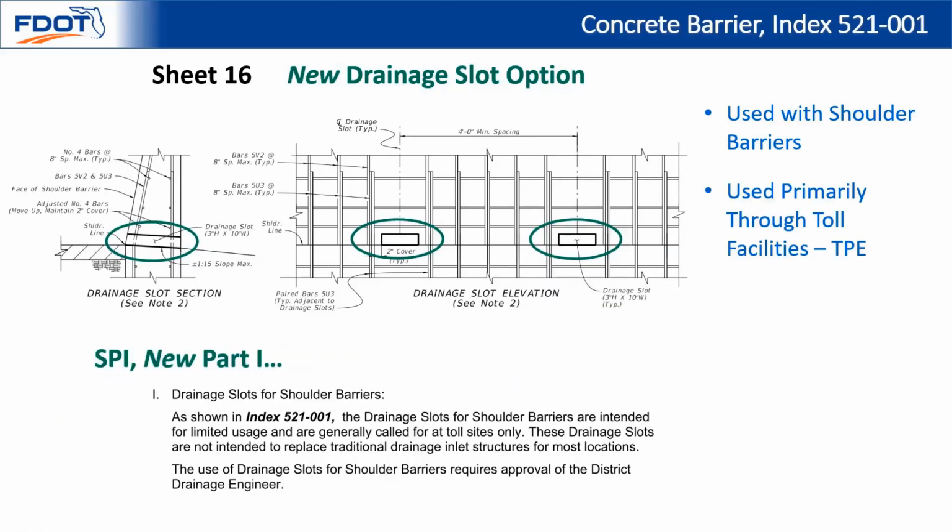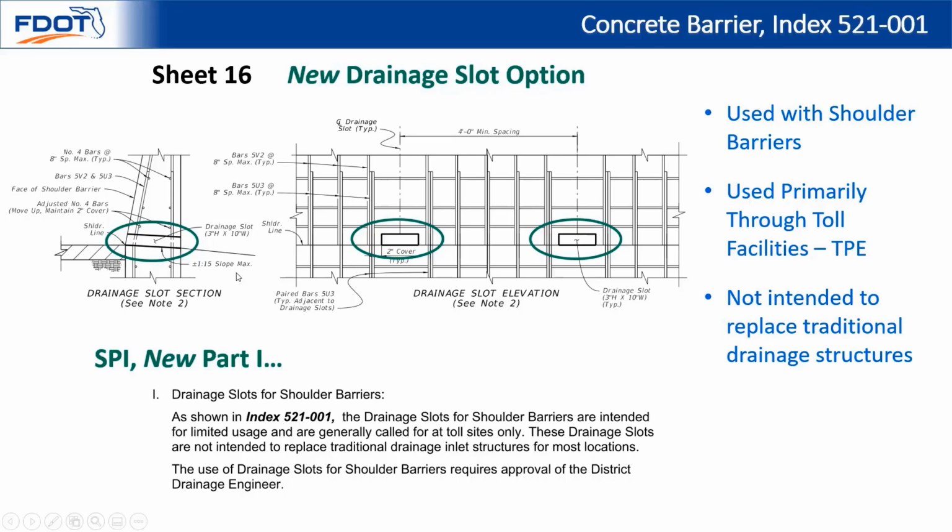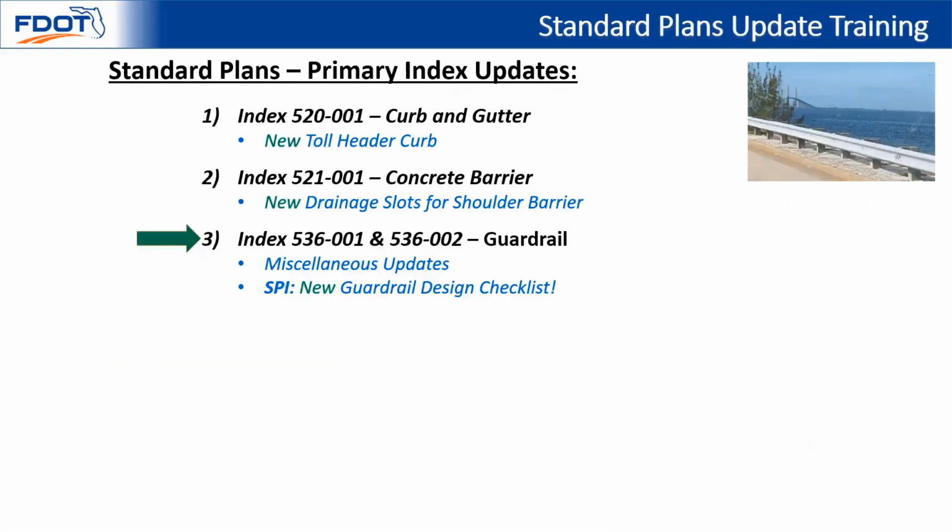And so here we've zoomed in on those drainage slots. And it's important to note that these are not intended to replace traditional drainage structures and drainage inlets. They really are only for toll sites or maybe some other usage where you just simply can't fit traditional drainage structures. But when they are used, because they're expected to be used rarely, they require district drainage engineer approval per the standard plans instructions. This is outlined in the SPI Part I. This has newly been added in there. Requires district drainage engineer approval.